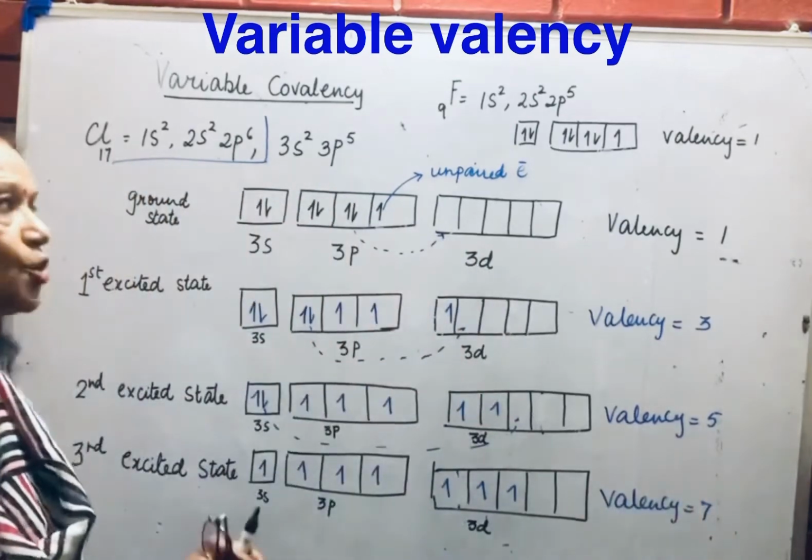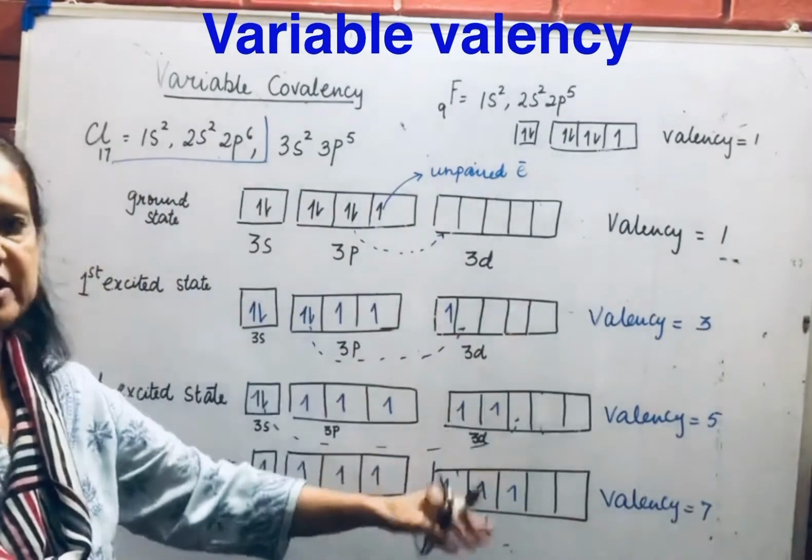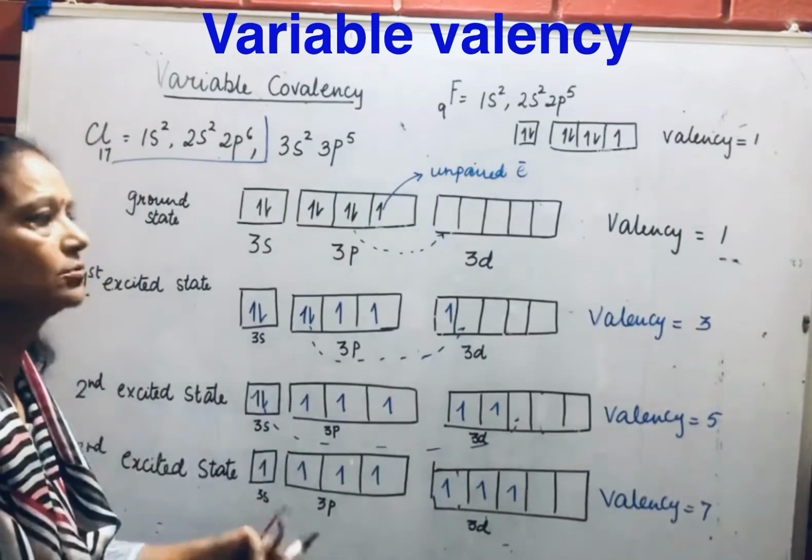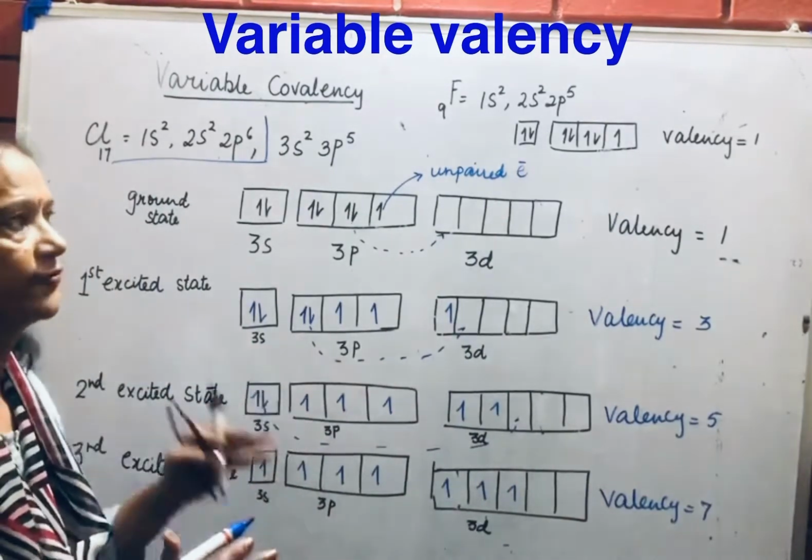So chlorine can show variable valency of 1, 3, 5 and 7. That is, it is going to make different compounds with different valencies.